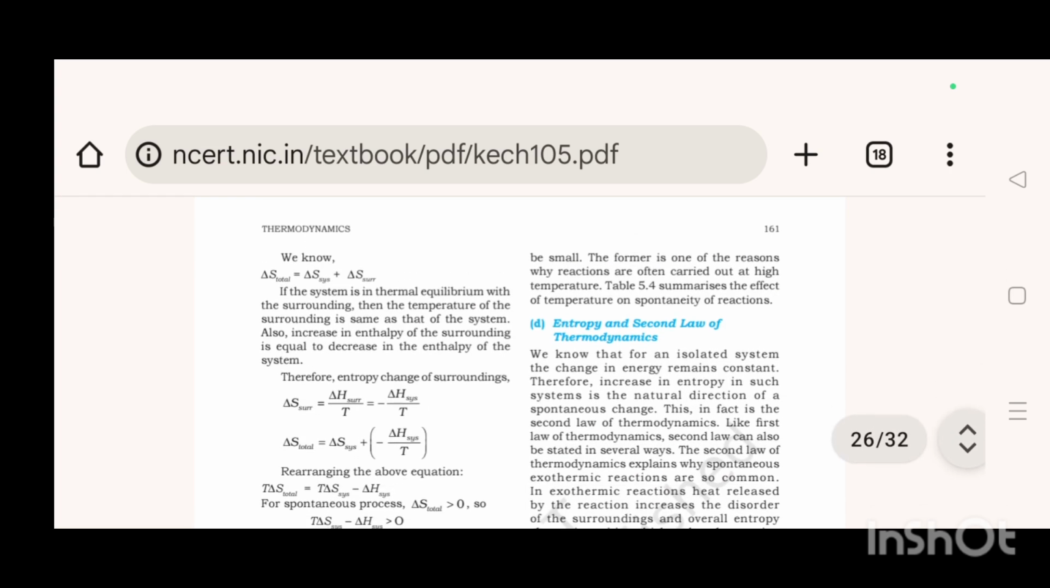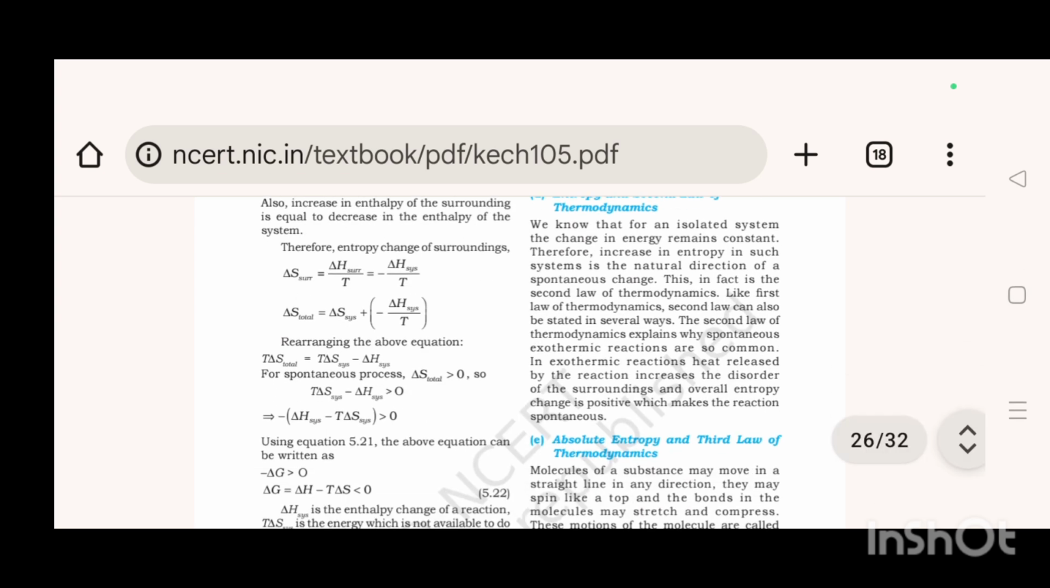The former is one of the reasons why reactions are often carried out at high temperature. Entropy in the second law of thermodynamics. We know that for an isolated system, the change in energy remains constant. Therefore, increase in entropy in such a system is the natural direction of a spontaneous change. That in fact is the second law of thermodynamics.